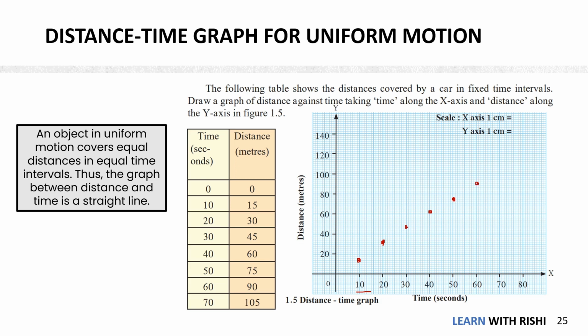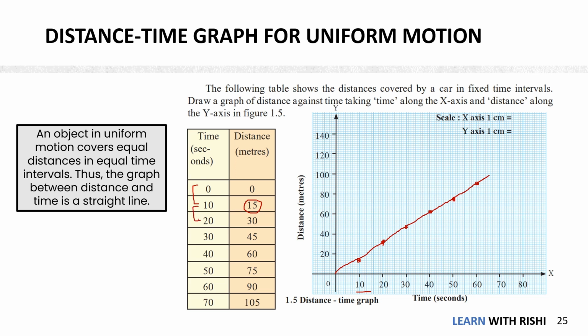Now you can see that when I join these dots, I get a straight line. So this is the nature of the graph. Whenever a car is traveling in uniform motion, it covers the same distance in equal intervals of time. You can see here that from 0 to 10 seconds the distance covered was 15. So in 10 seconds the car traveled 15 meters.